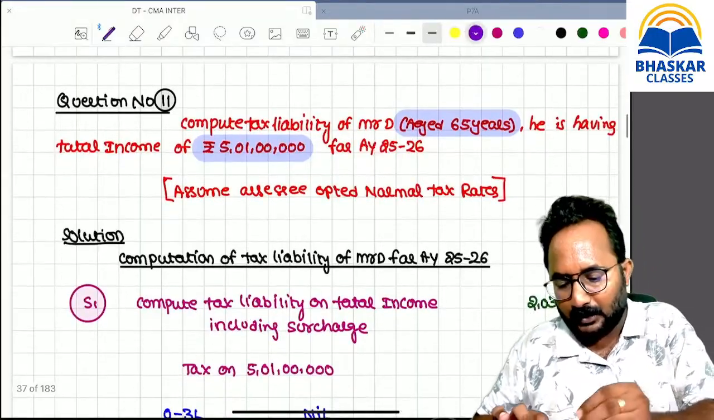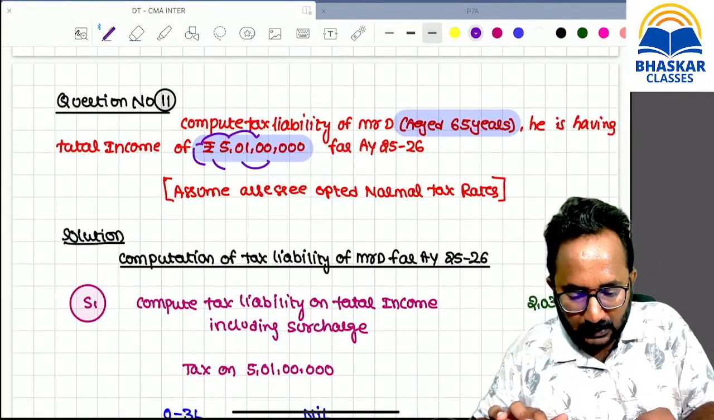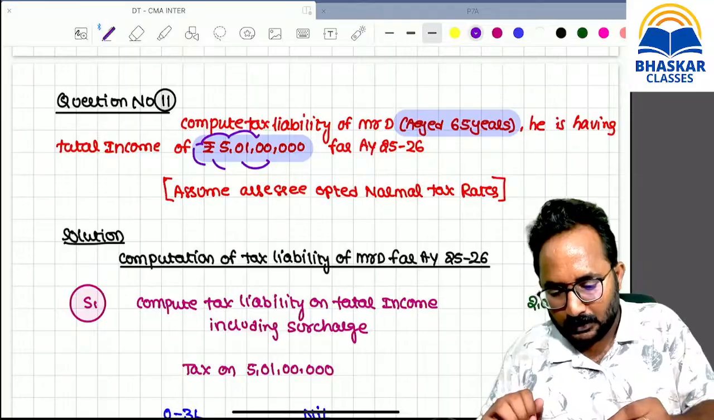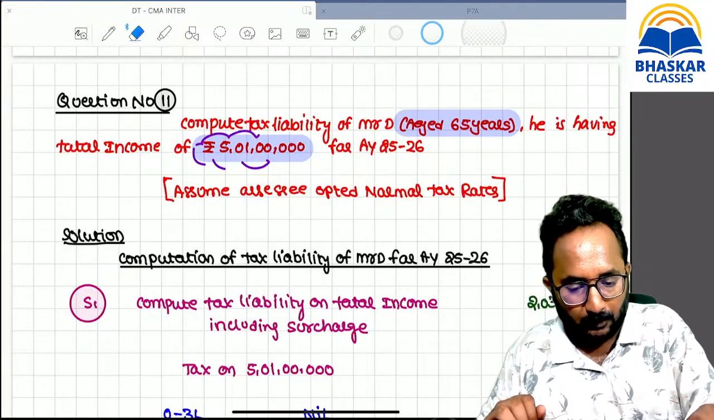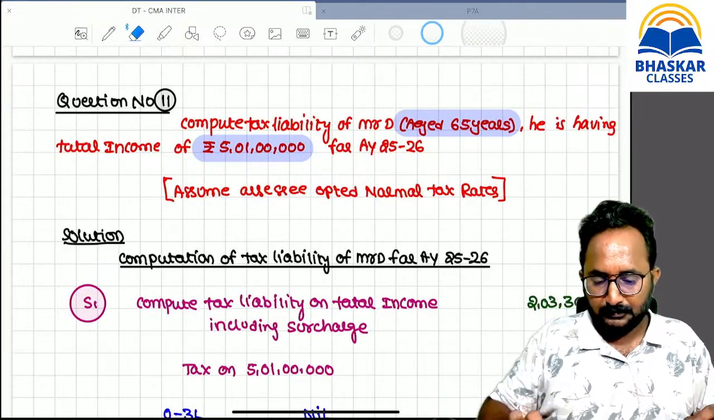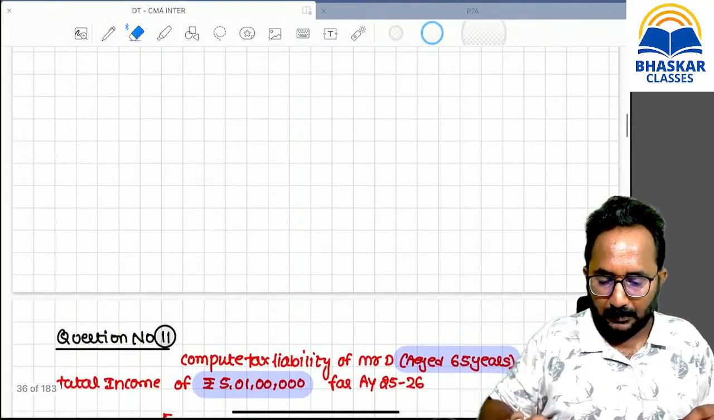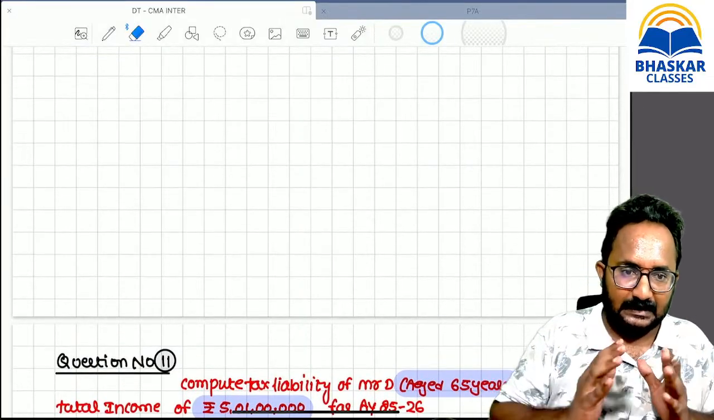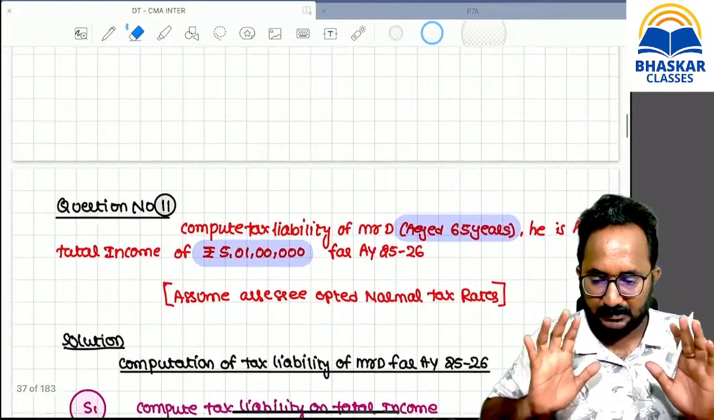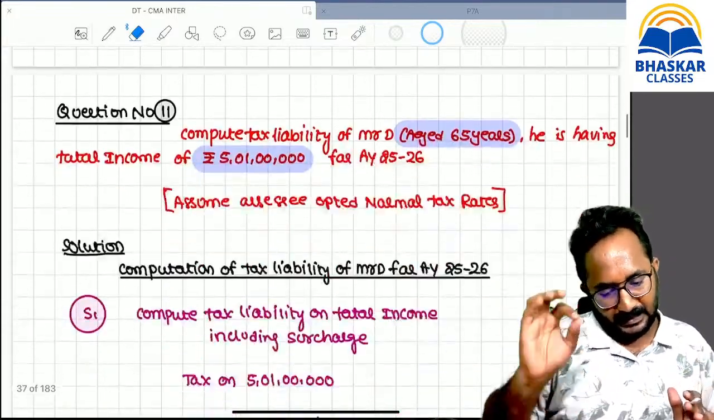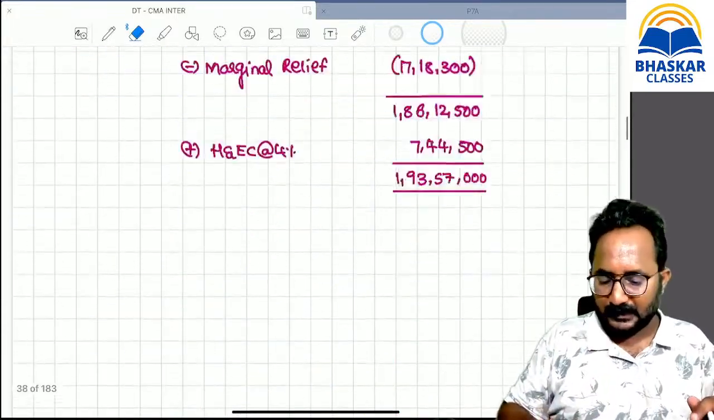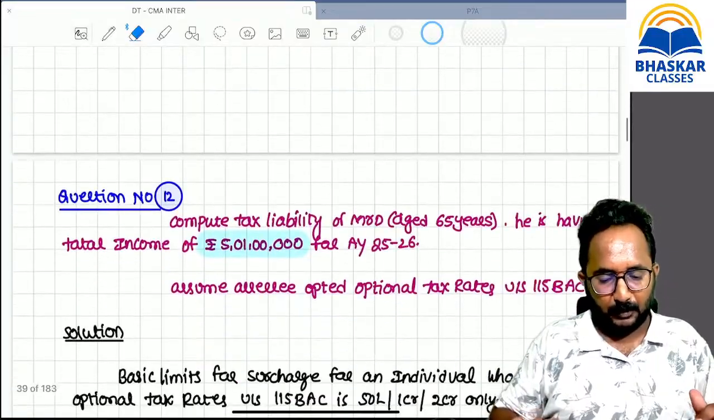Next, 5 crore 1 lakh. Here you have to check this question properly. Now, I will tell. This question is important. Dhanush, you are asking if it is important? Yes, definitely this question number 11 is important. Every student needs to solve this question. So I will tell you why this is important also.